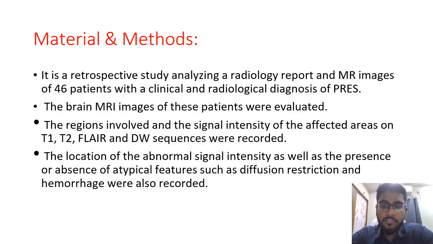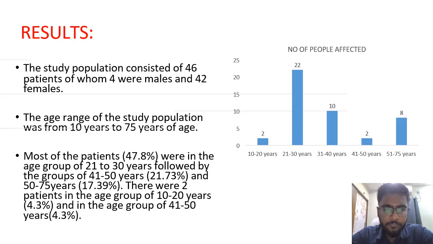The location of the abnormal signal intensity as well as the presence or absence of atypical features such as diffusion restriction and hemorrhage were also recorded. The results were: number of cases 46, out of which 4 were males and 42 were females. The age range of the population varied from 10 to 75 years.